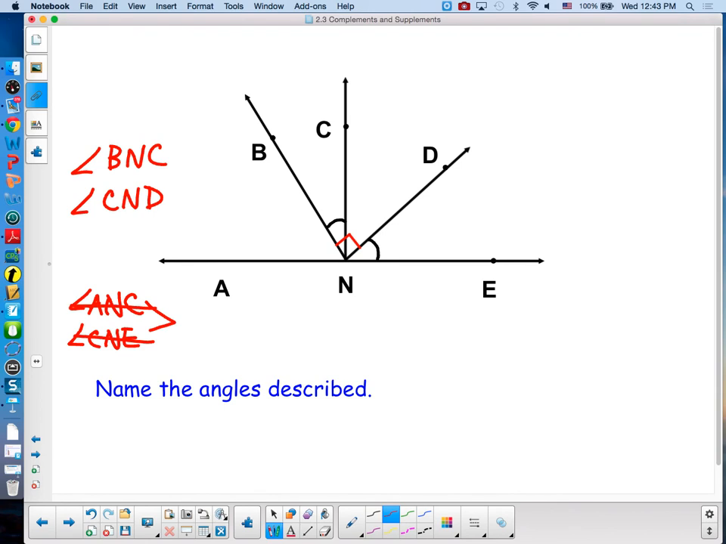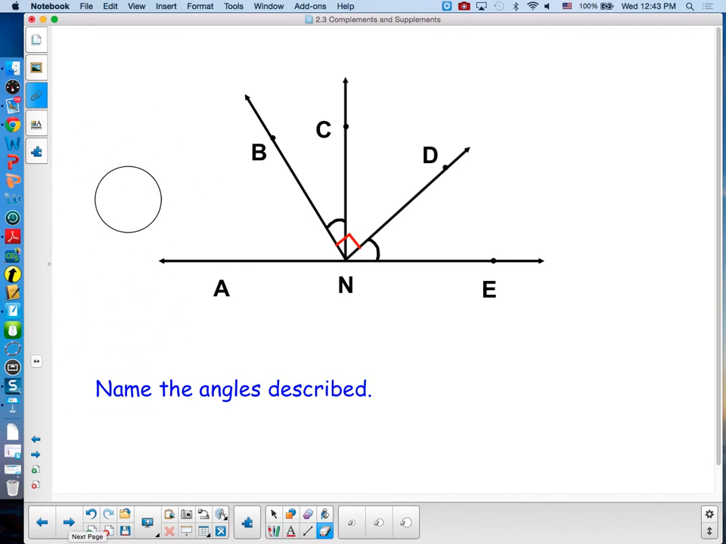Any others besides the 2 that I listed? Okay, we just talked about supplements, and Morgan gave me 1 pair that are supplements. Can you come up with another pair that are supplements? Write them down. Which ones are supplementary?